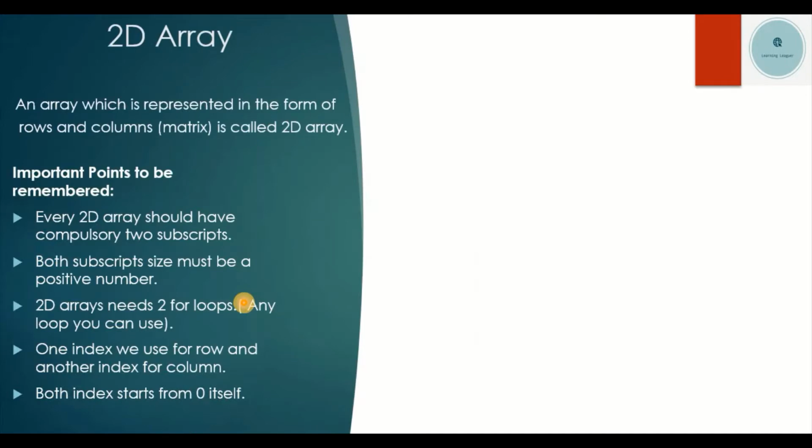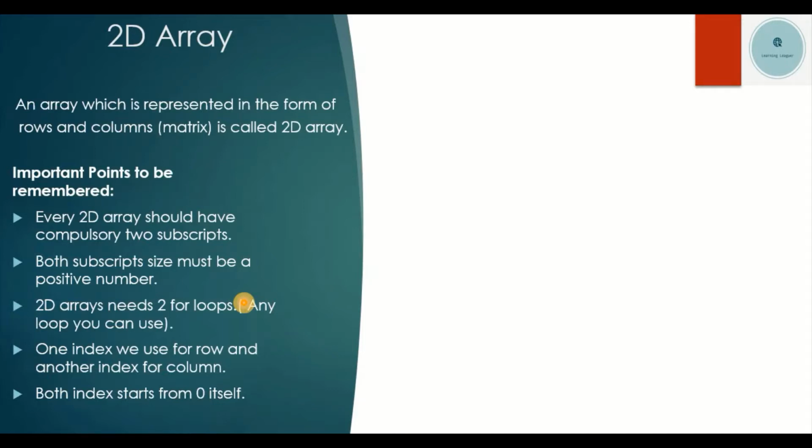So first, let us see the definition. The definition says that an array which is represented in the form of rows and columns is called a 2D array. 2D array is nothing but a two-dimensional array, which has two dimensions, that is, two directions. One is the horizontal direction, another is the vertical direction. We call the horizontal direction rows and the vertical direction columns. So a 2D array comes under multi-dimensional arrays. A 2D array can also be called a matrix.